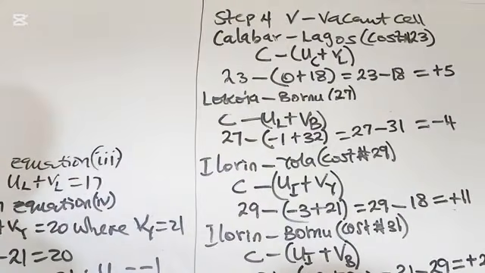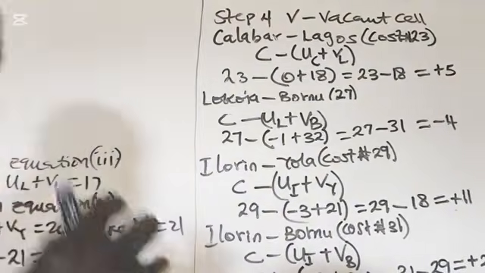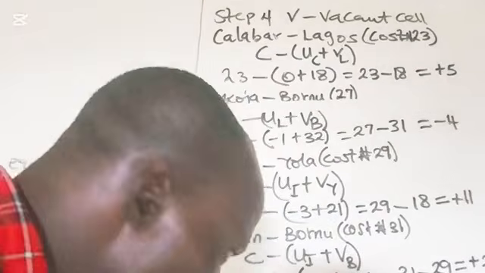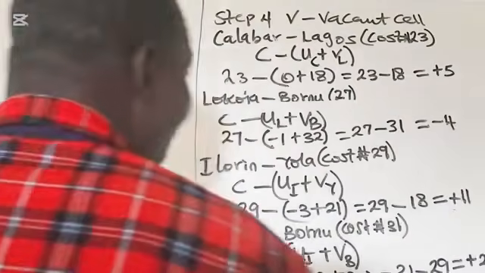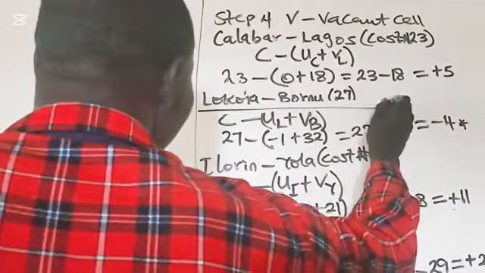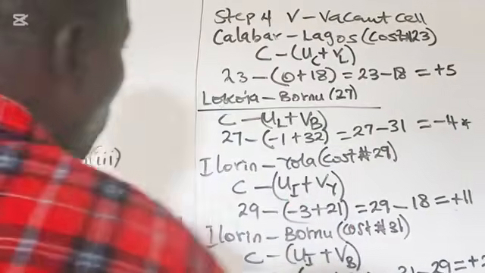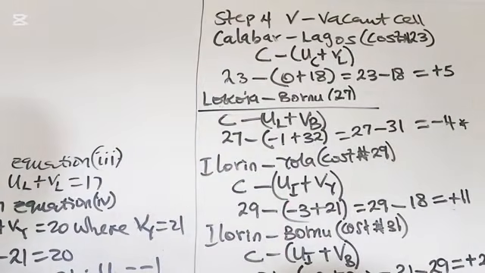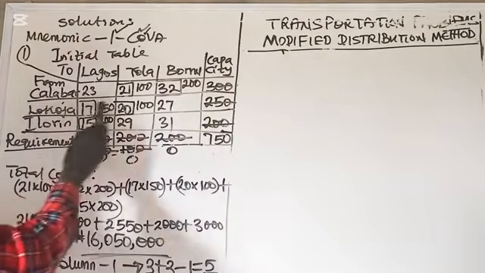The last step is to adjust. And I've told you to adjust, that means you have to identify the cell with the most negative and trace a closed loop. So we only have minus 4 in one place, and the cell that gives rise to that is the cell between Lokoja to Borno. We have to identify that. So go back to the table. This is Lokoja to Borno.